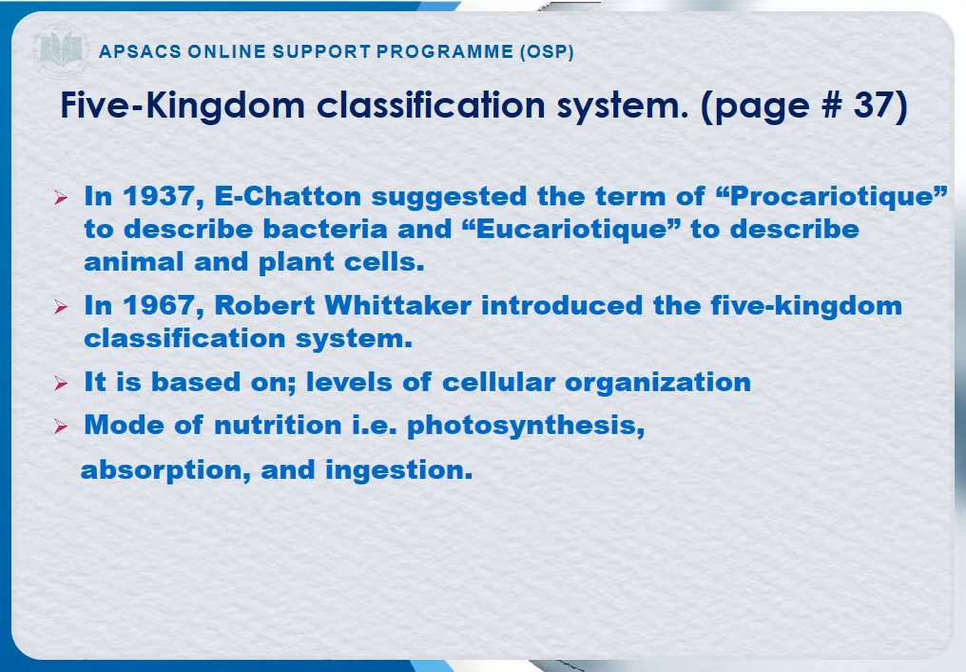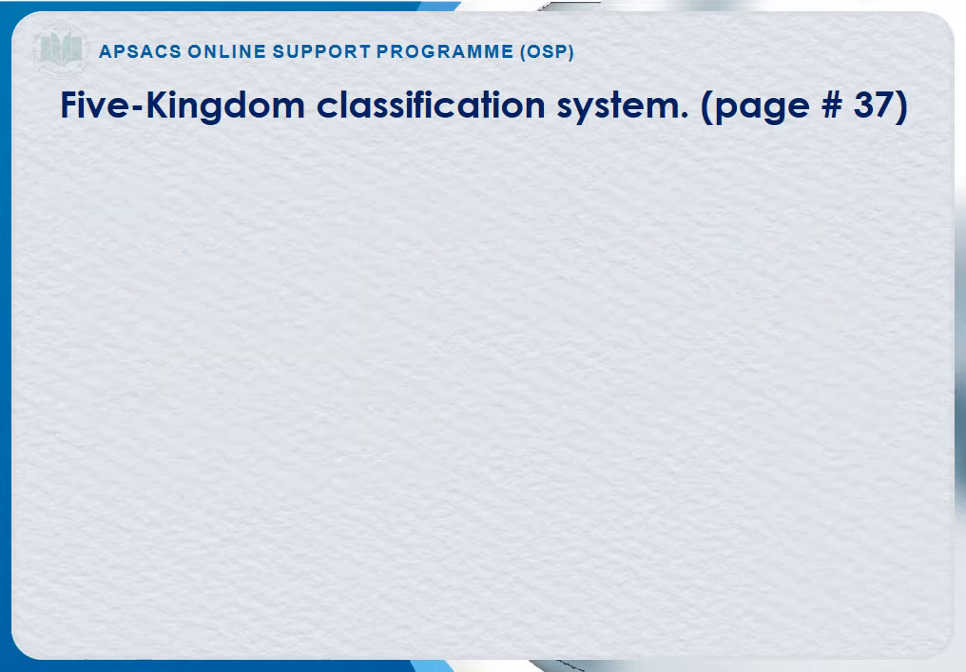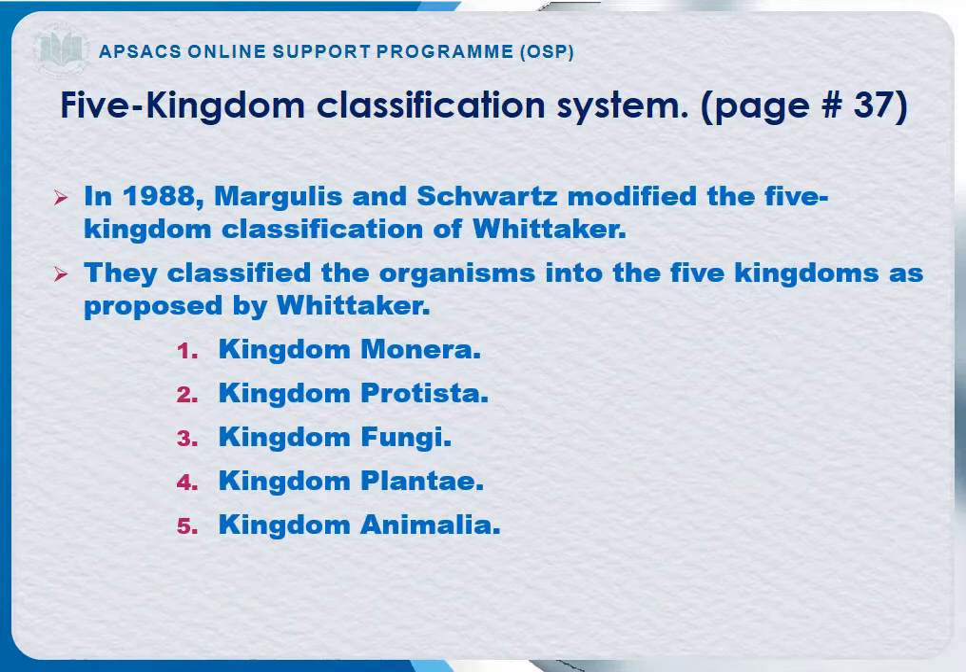Our next topic is Five Kingdom Classification System, textbook page number 37. In 1937, E. Chatton suggested the term prokaryote to describe bacteria and eukaryote to describe animal and plant cells. In 1967, Robert Whittaker introduced the Five Kingdom Classification System. It is based on levels of cellular organization and mode of nutrition, that is photosynthesis, absorption, and ingestion. In 1988, Margulis and Schwartz modified the Five Kingdom Classification System of Whittaker.